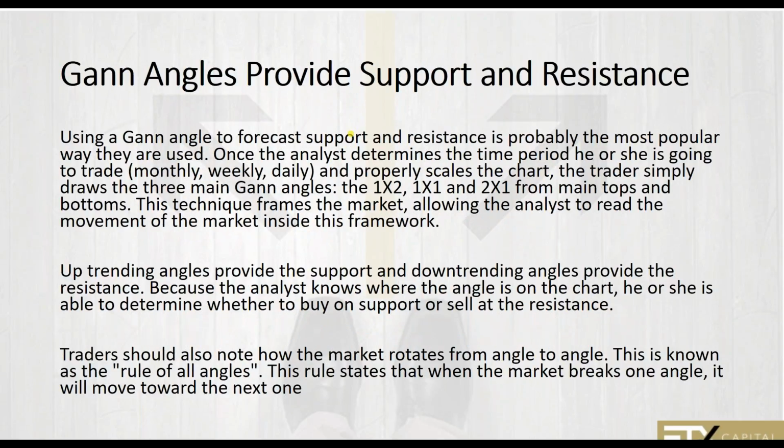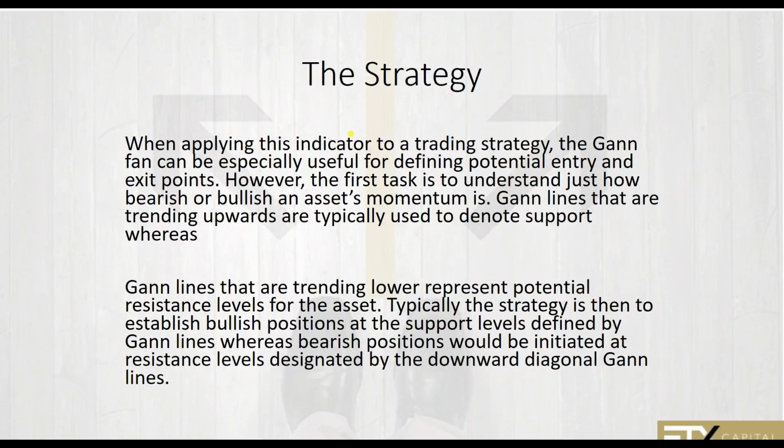Using a Gann angle to forecast support and resistance is probably the most popular way they are used. Once the analyst determines the time he or she is going to trade and properly scales the chart, the traders simply draw the three main lines from the top to the bottom, and this technique frames the market, allowing the analyst to read the movement of the markets. When applying this indicator to a trading strategy, the Gann Fan can be especially useful for defining potential entry and exit points. However, the first task is to understand just how bearish or bullish an asset's momentum is.